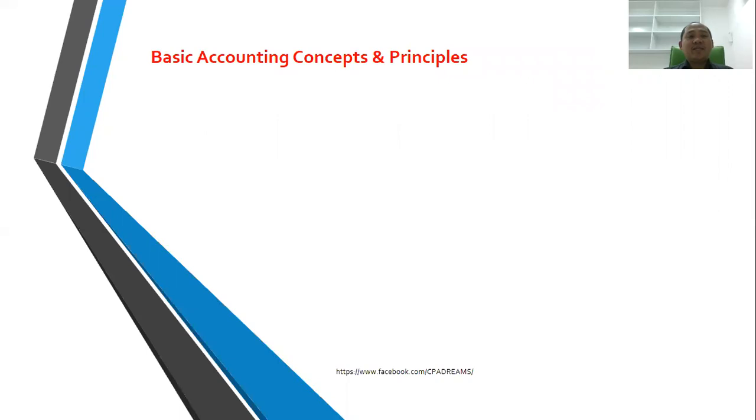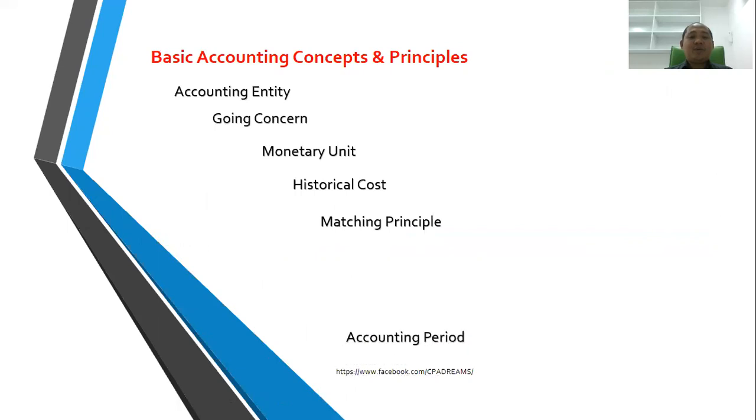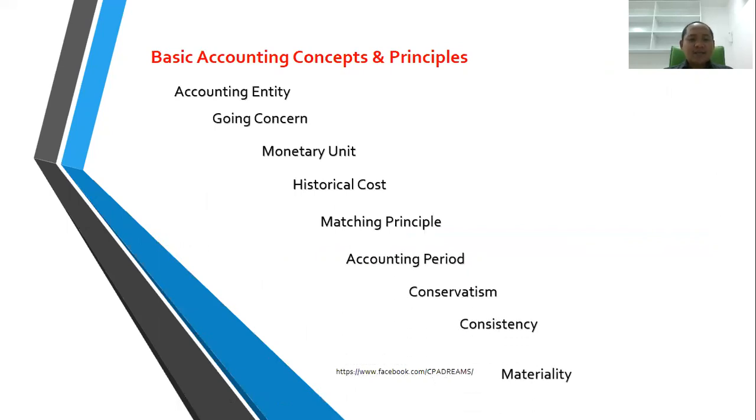So what are those basic accounting concepts and principles? I'm going to give you 11. Accounting entity or business entity, going concern, monetary unit, historical cost, matching principle, accounting period, consistency, conservatism, materiality, objectivity, and accrual. So those are the concepts and principles that you need to remember. Now we will define it and let's dig deeper one by one.